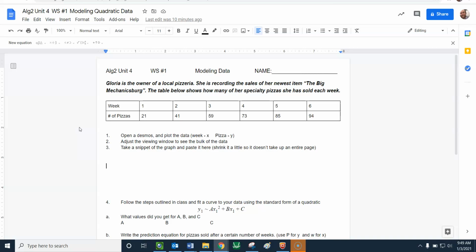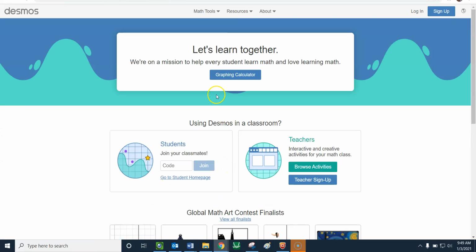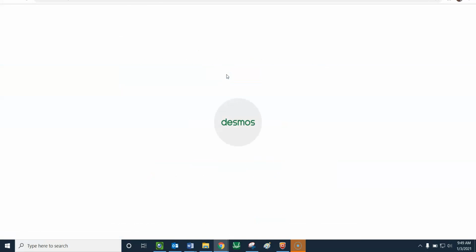Okay, so we went over this in class with our little eraser flick that I did, but if you don't remember or you missed that class for some reason, here are the steps. So you're going to open a Desmos. That makes sense. It says open a Desmos. I'm going to go to graphing calculator.